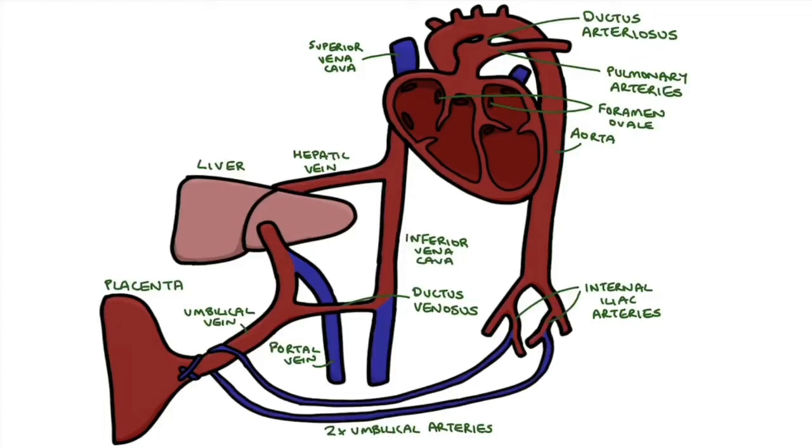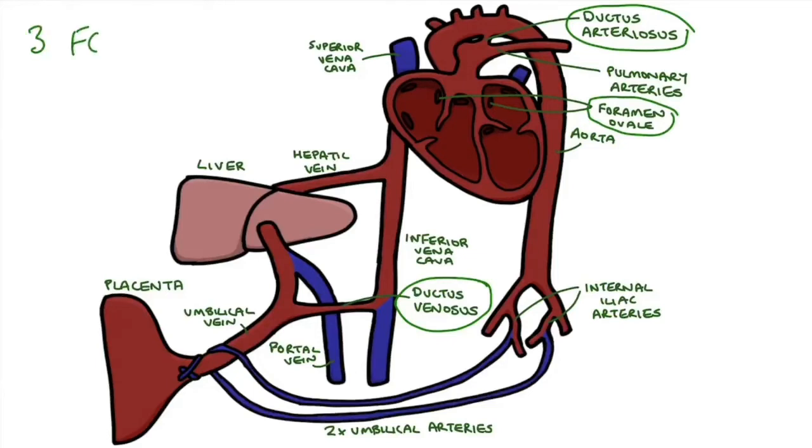Okay, so you can see some key structures here, and some things that I particularly want you to pay attention to are the ductus arteriosus, the ductus venosus, and the foramen ovale. Now these represent the three fetal shunts, and they're essential to making sure that the fetal circulation works properly. Let's go through how the blood flows through the fetal circulation.